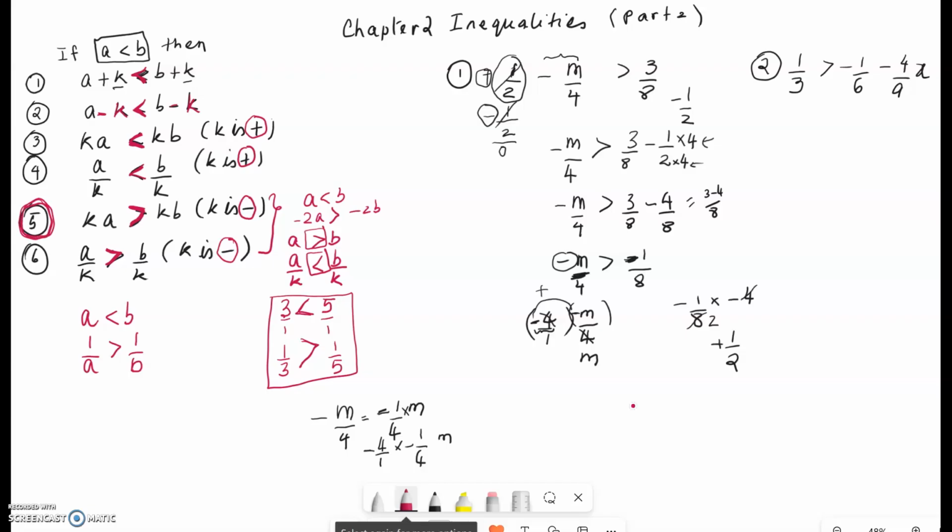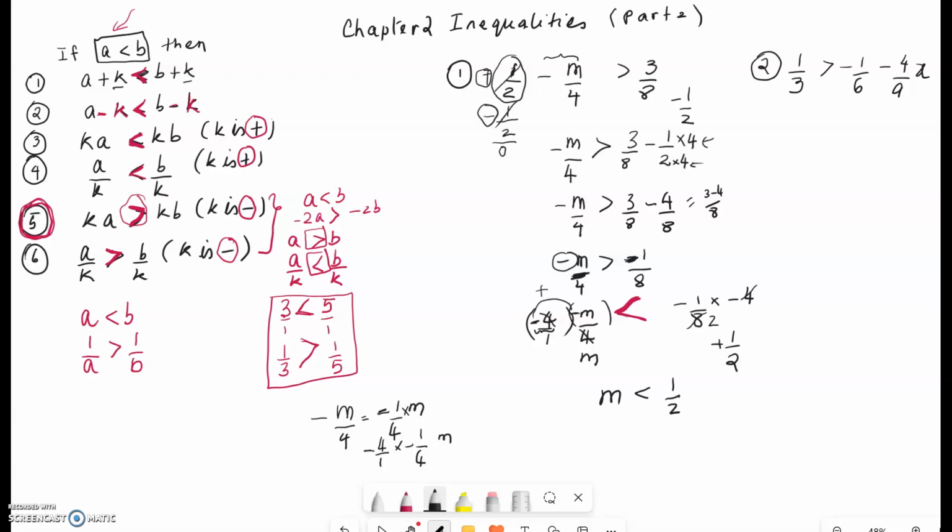If we multiply both sides by a negative number, so we have a less than b, multiply both sides by a negative number, what happens is the direction of the inequality flips in the opposite direction. That is the most important thing if you're multiplying both sides by a negative number. So what do we have now? We have m is not greater than but less than half.